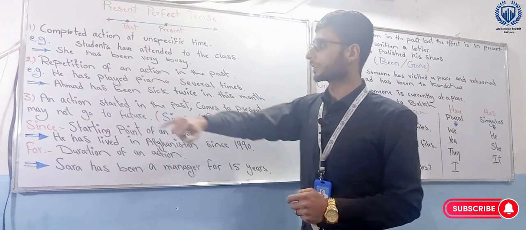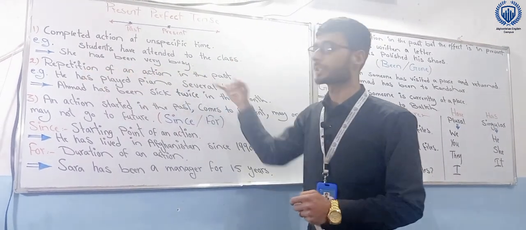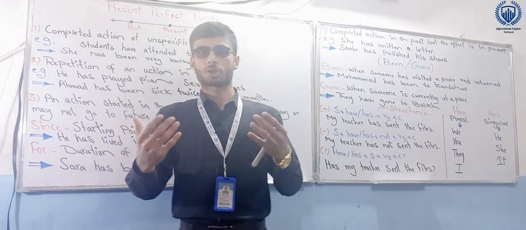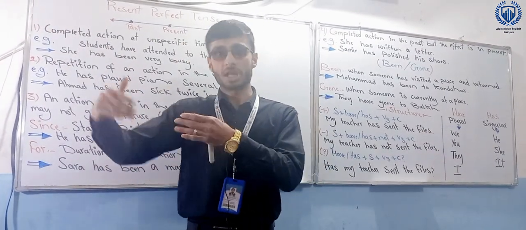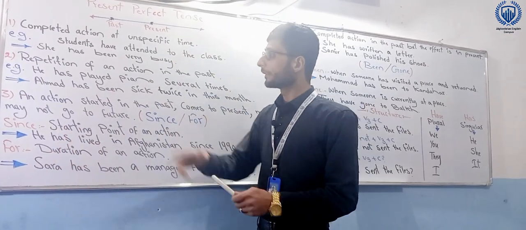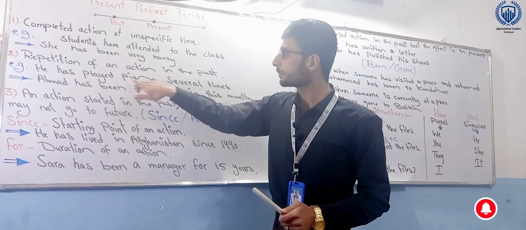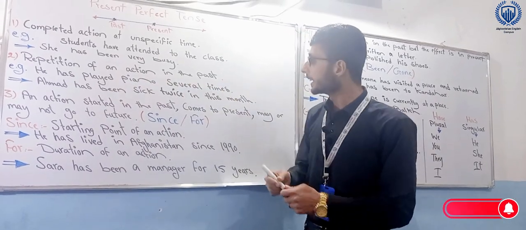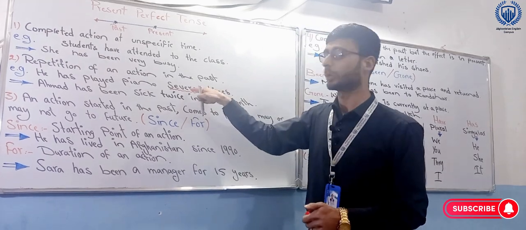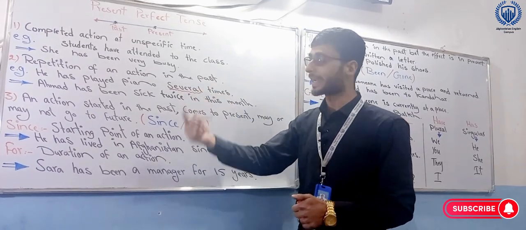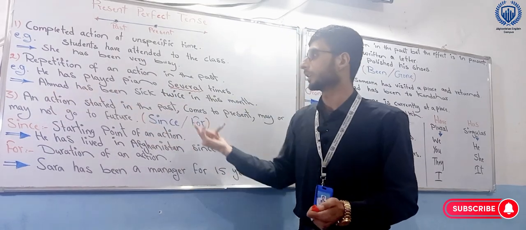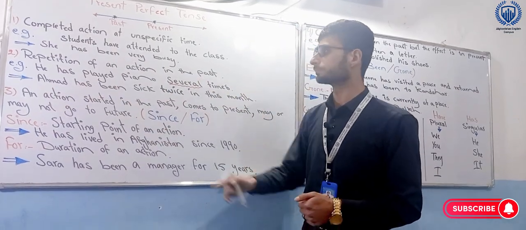What is the second usage? Repetition of an action in the past. It means we want to talk about our actions in the past, but the repetition of actions in the past, here we should use present perfect tense. For example, he has played piano several times. Here we have a word that is several. This word several shows that our action repeated in the past, but in unclear time, in unspecific time.